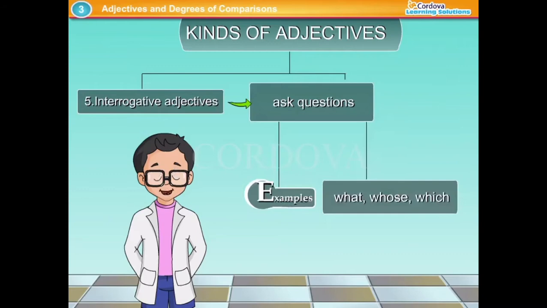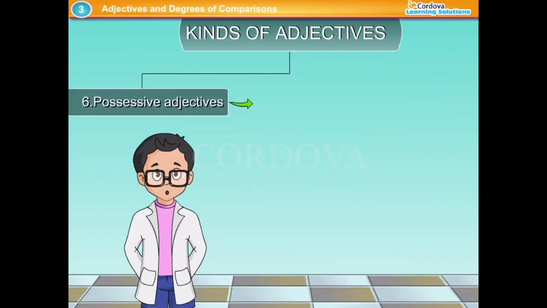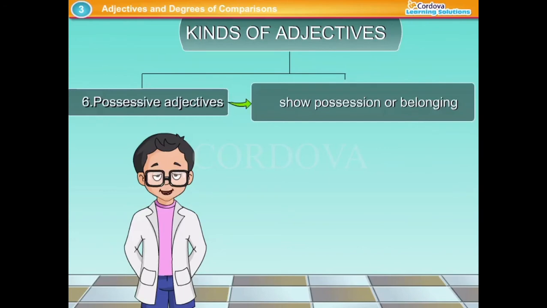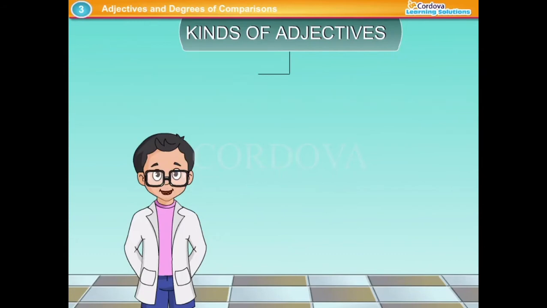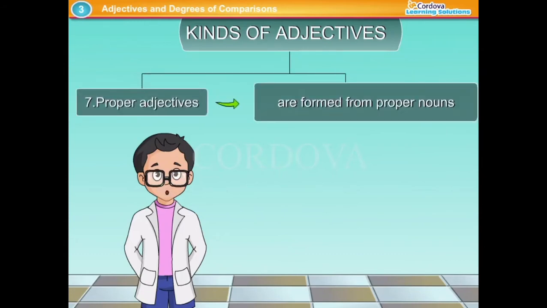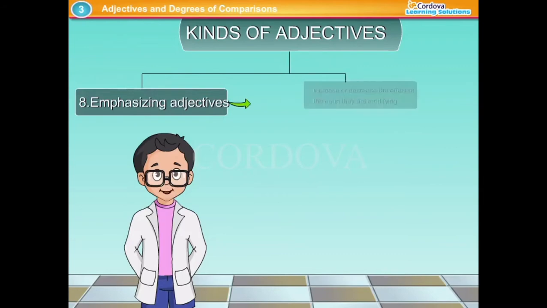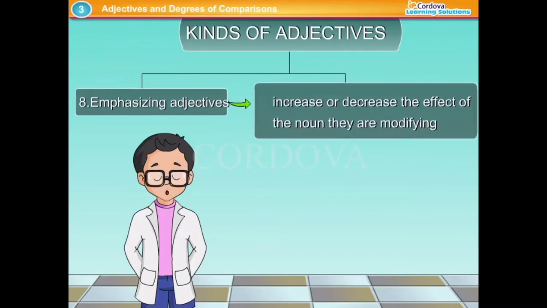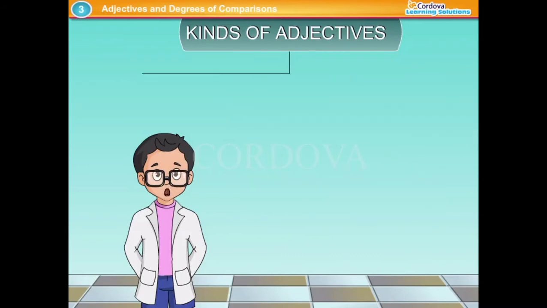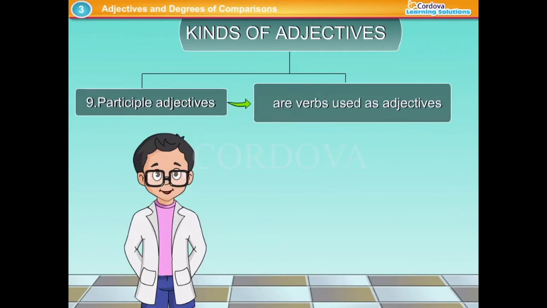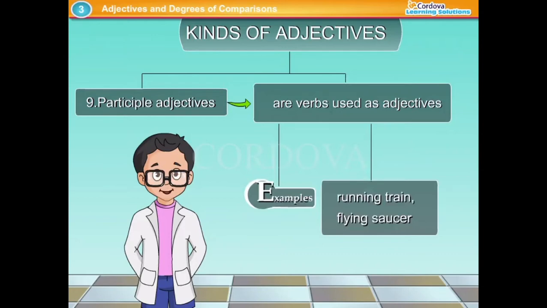Examples: what, whose, which. Possessive adjectives show possession or belonging. Examples: my, our, your. Proper adjectives are formed from proper nouns. Examples: Indian, Buddhist. Emphasizing adjectives increase or decrease the effect of the noun they are modifying. Examples: utter, absolute. Participle adjectives are verbs used as adjectives. Examples: running train, flying saucer.